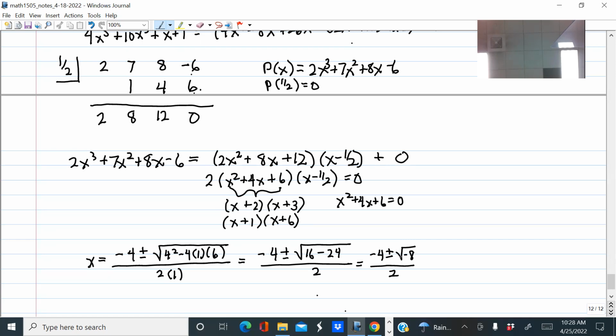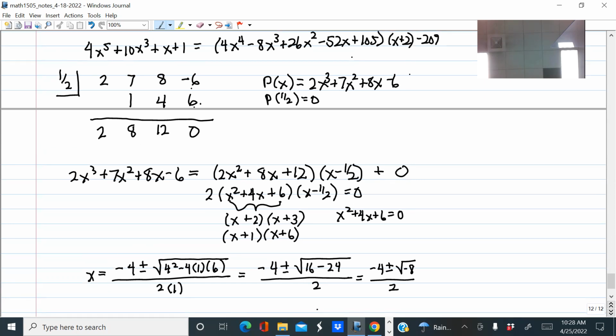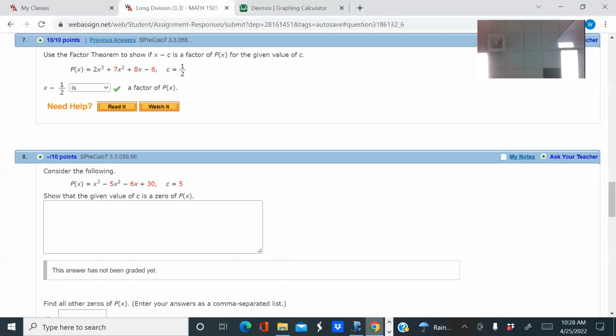But for our purposes, that's a signal that we don't have any more x-intercepts. So the only x-intercept is at 1/2. So when you graph this, don't expect it to cross the x-axis again, right? Okay. Got one x-intercept. All right, now let's go back to the homework.